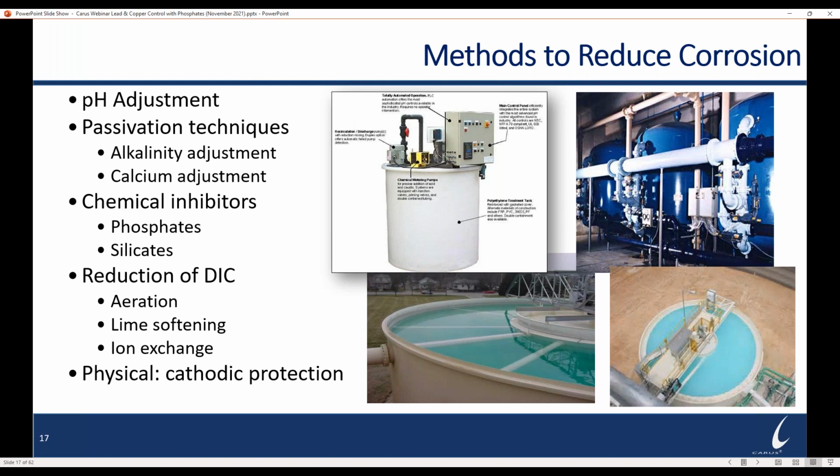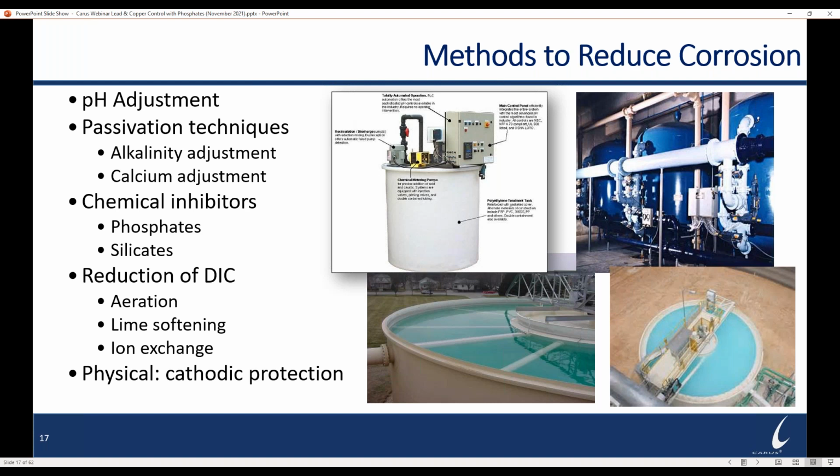There are passivation techniques that you can still use. They do reduce the corrosivity of the water, and this can be alkalinity adjustment or calcium adjustment by adding something like lime or sodium carbonate to the water. They're currently acceptable techniques, but in the proposed long-term rule for lead and copper that's revised, they'll go away as one of the acceptable corrosion control techniques. Chemical inhibitors, which include phosphate products and silicates, are currently acceptable, and they will be in the new rule.